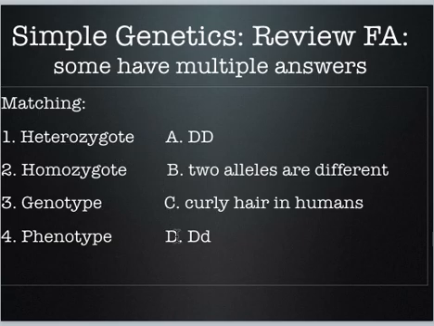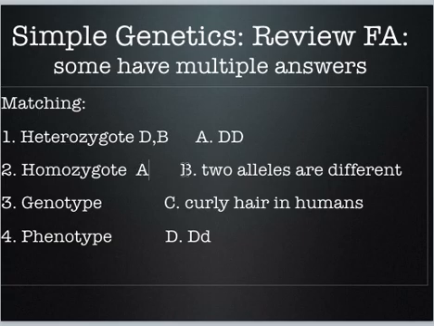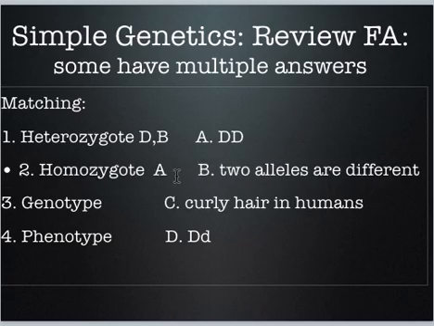Hetero is different, so letter D is going to be an answer, and so is answer B. B says two alleles are different. Hetero means different, and D is an example of a heterozygote genotype. All right, homozygote. Well, what does homo mean? Homo means same, and that's only going to be letter A.